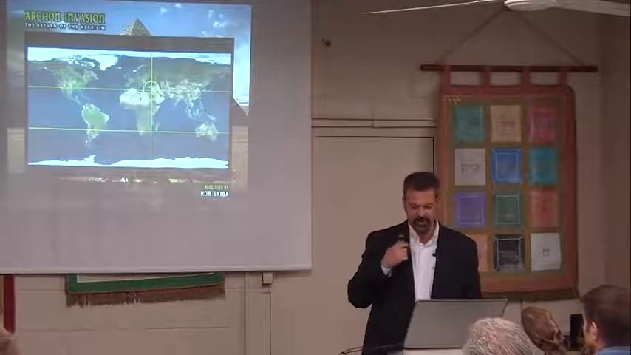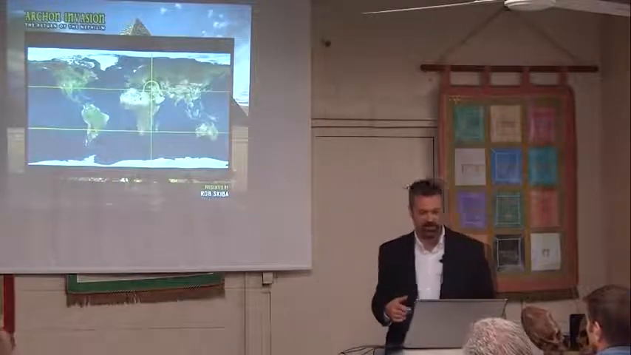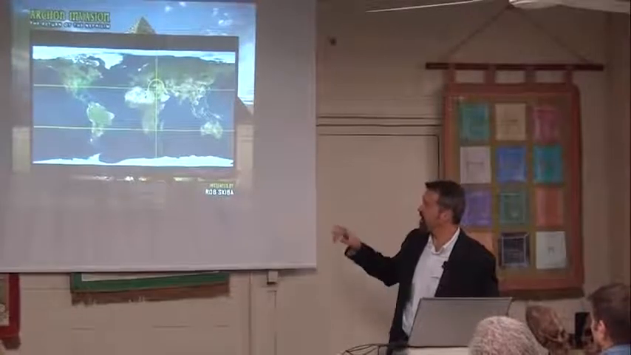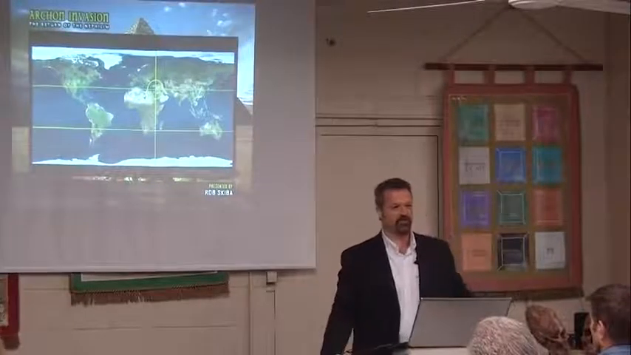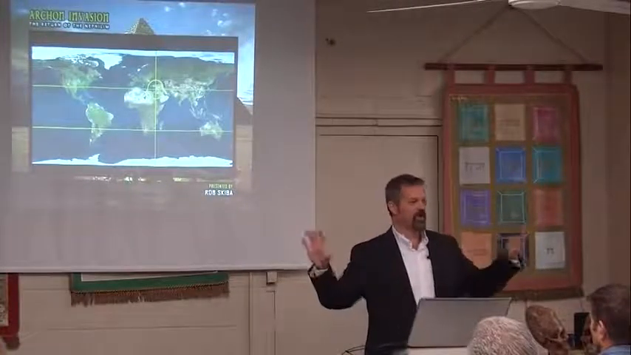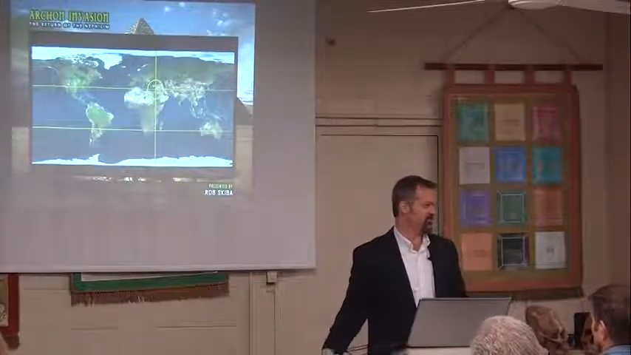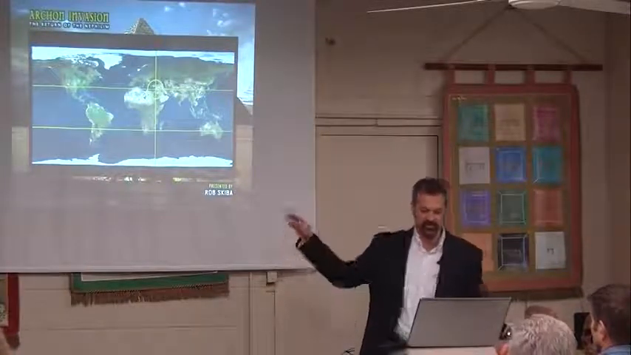Oh, by the way, this map right here is a variation of the Mercator map. The Mercator map is the map where they unroll the ball into a flat map. We've all seen it in the classrooms. This is a variation of it.